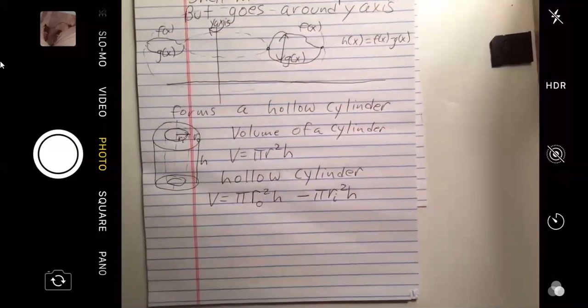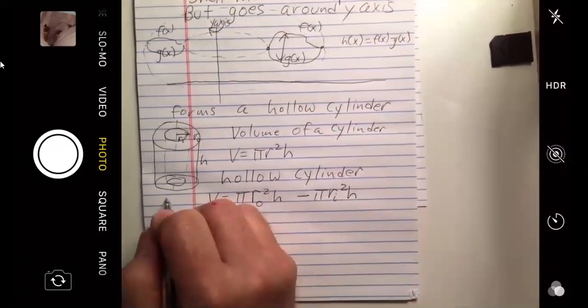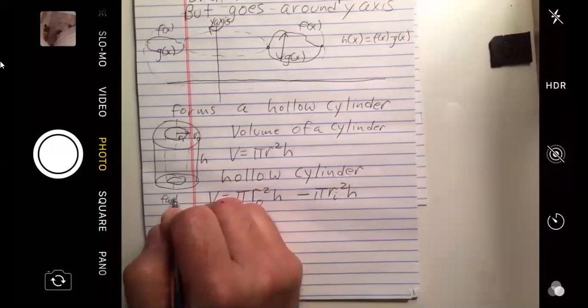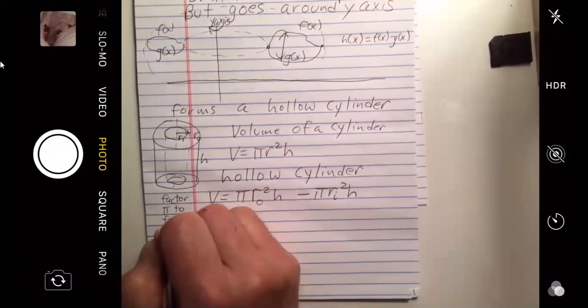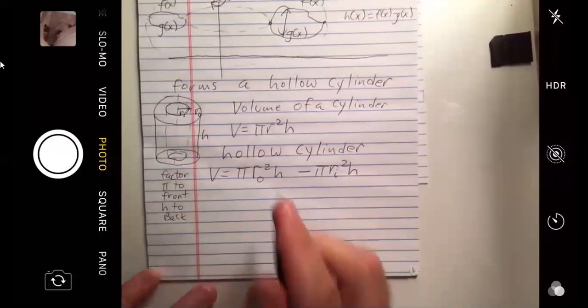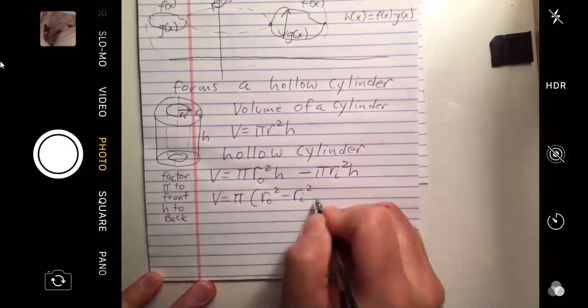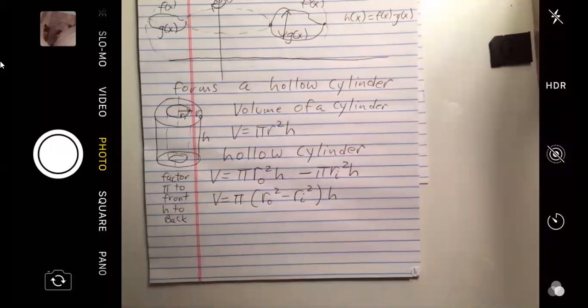Have we lost anybody? The rest of this is just algebra. Is this good? Can I proceed? Yeah. Okay. We'll factor the pi to the front and the h to the back. Pi, r outer squared minus r inner squared, and factor the h at the back. There's reasons for this.